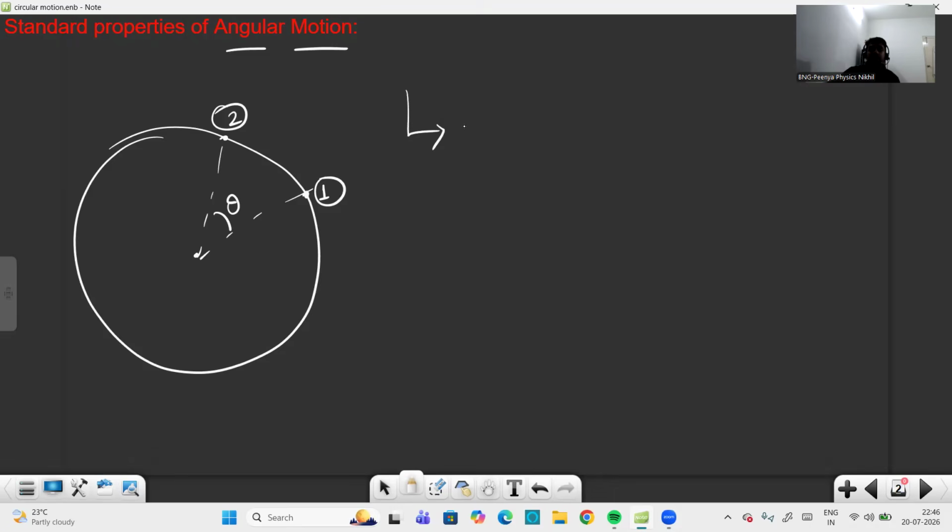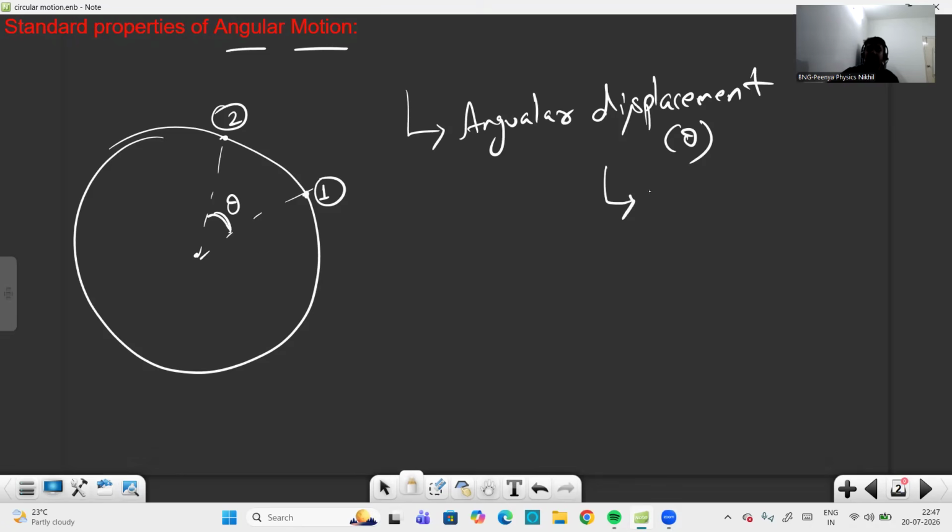First we define angular displacement, denoted by theta. Like displacement, where we studied the distance between the initial and final position, angular displacement is nothing but the angular position difference between point 1 and point 2. It is denoted by theta, and its unit is radian. Correct.